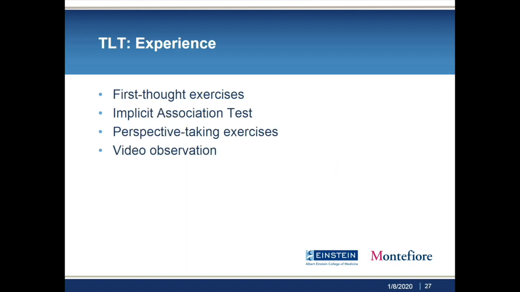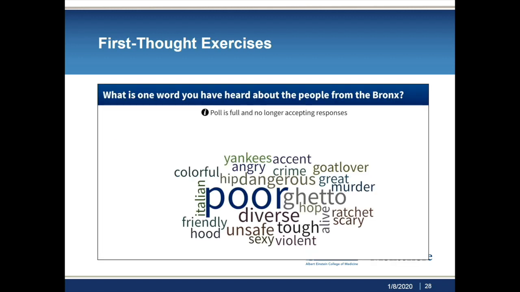So for the transformative learning theory, for that experience component, right, that paradigm shift, that aha moment, we use first thought exercises. We use the implicit association test. We use perspective taking exercises and video observation, which I will show you. We'll have time. And so we want that aha moment. Here's a first thought exercise. Can you just project it to the back?